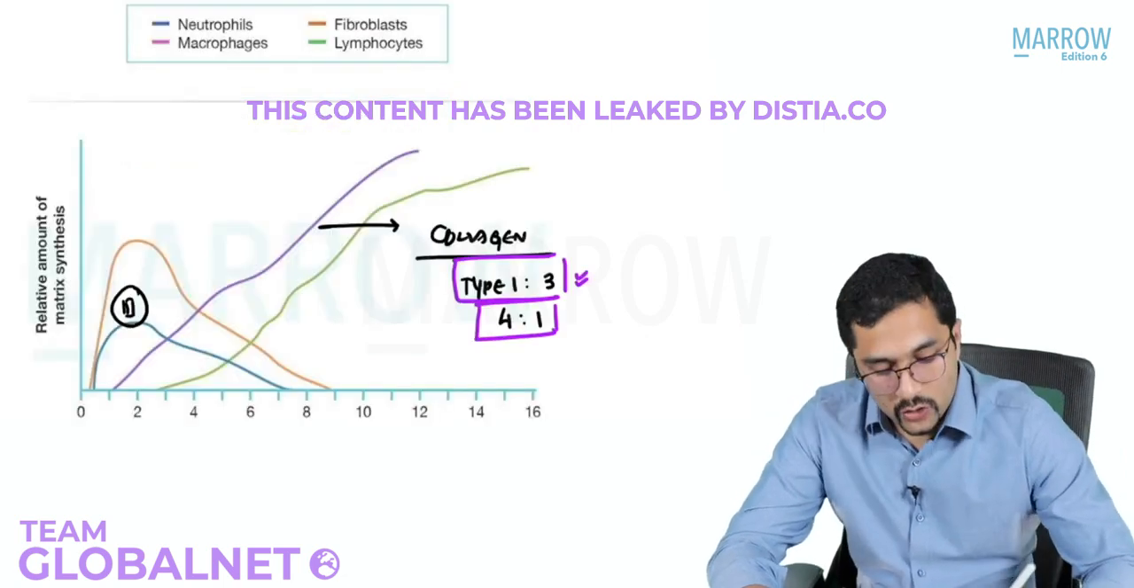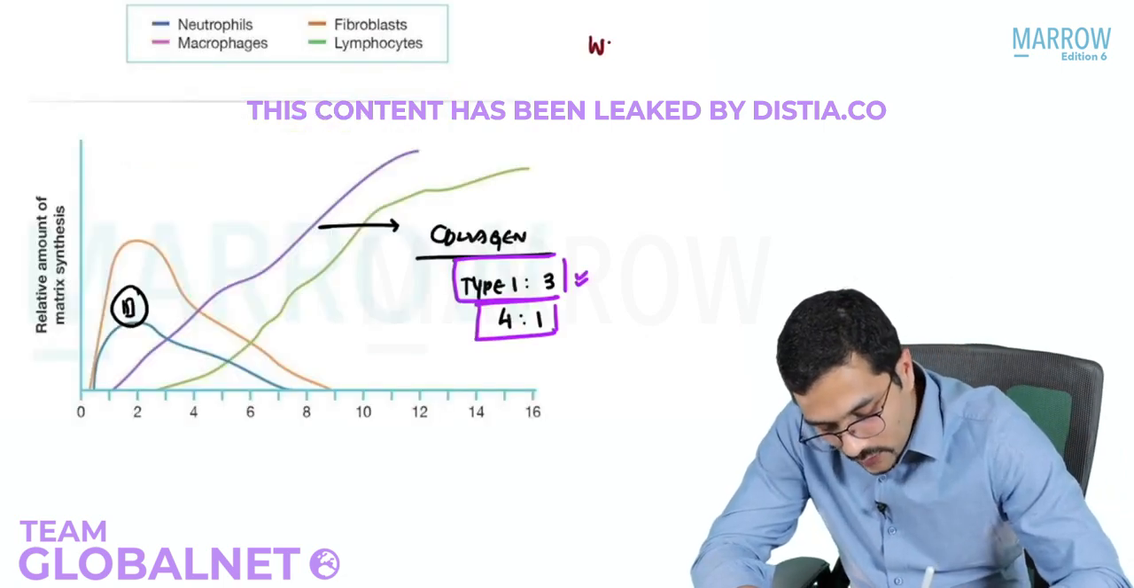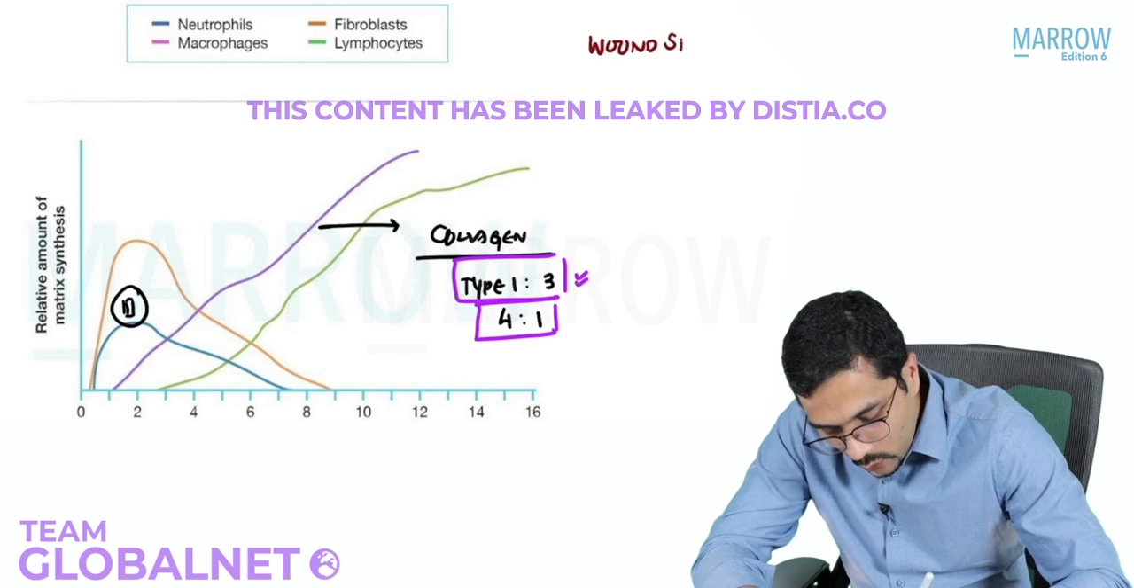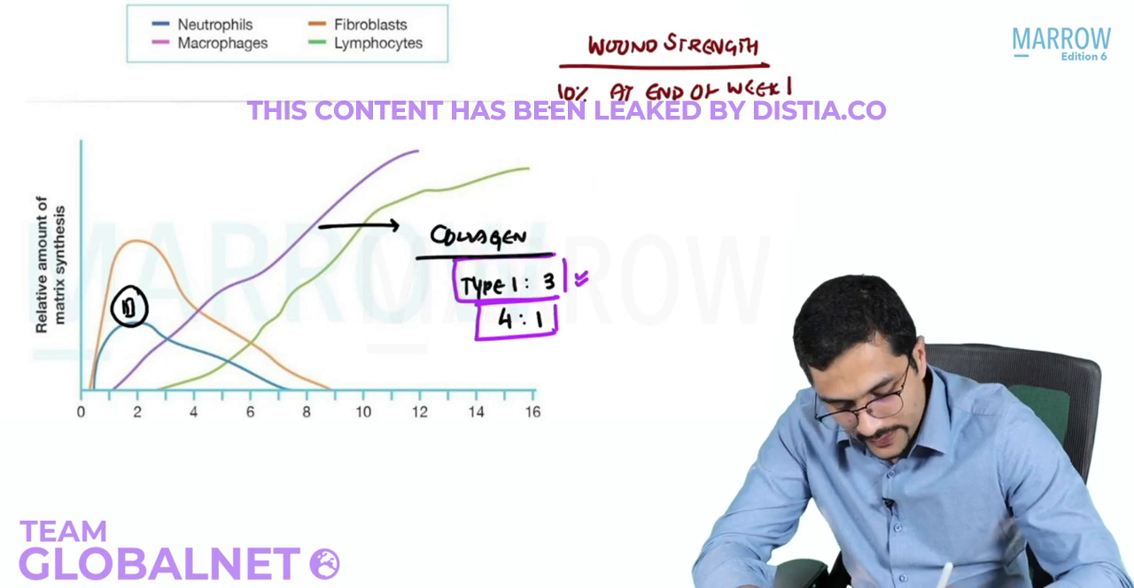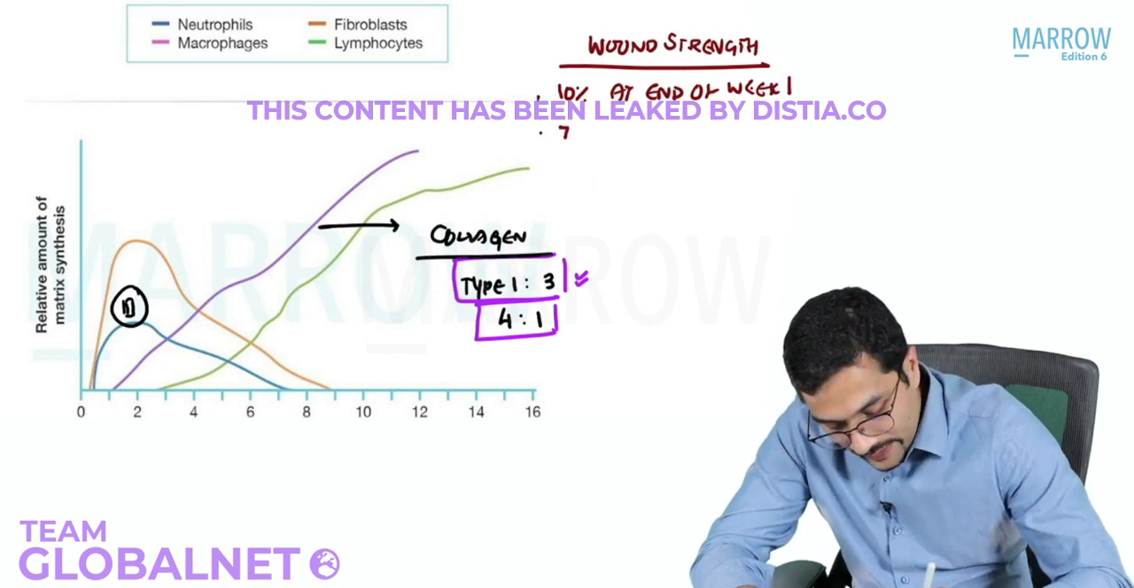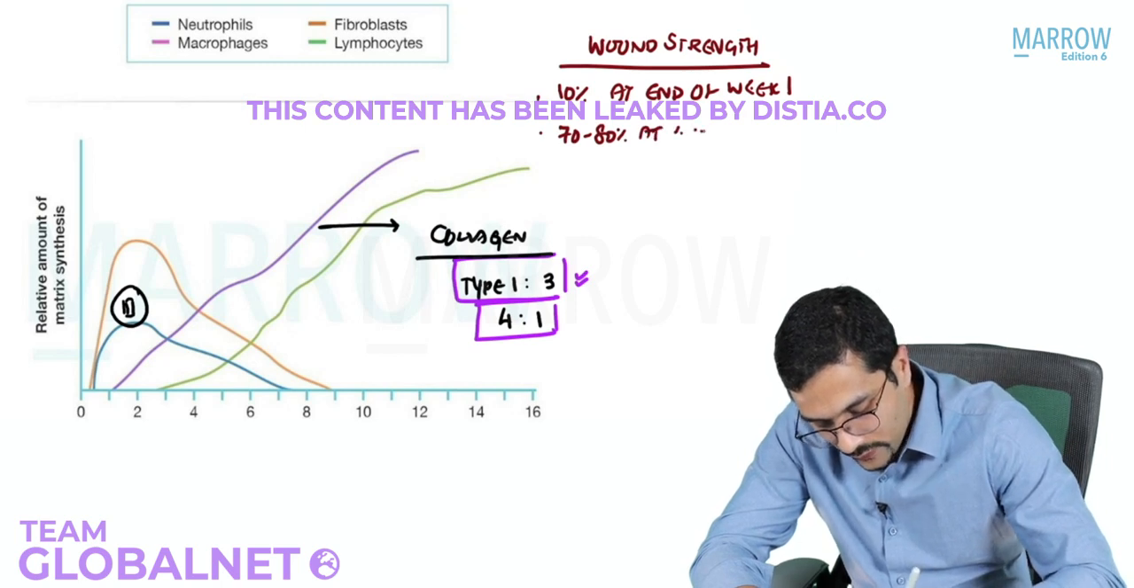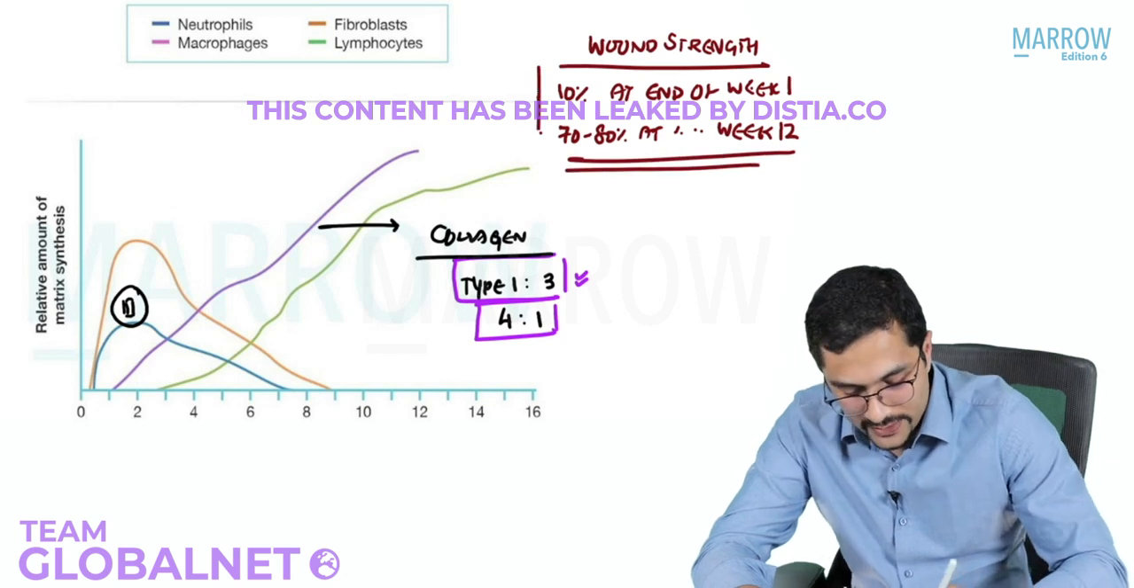One more thing which you should know about wound strength. This question is also being asked in the exam. Wound strength after any injury or any trauma is 10% at the end of the first week, and it is 70 to 80% at the end of week 12.